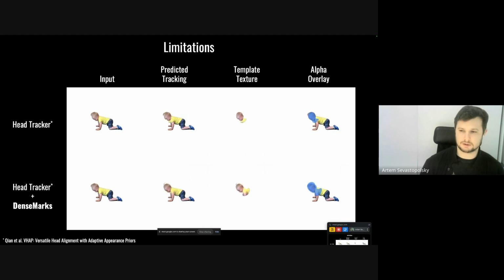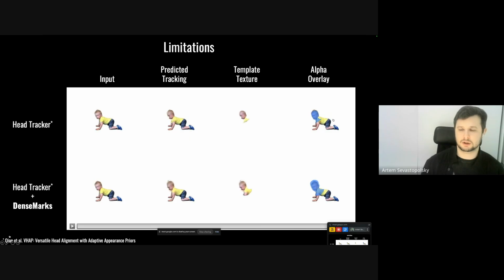Still, despite that, you can see that the method is still better than the baseline, which sometimes completely wrongly estimates the head position, and the head shape is also not correctly estimated, so there is room for improvement.